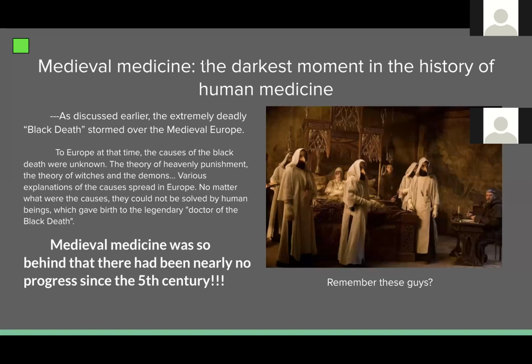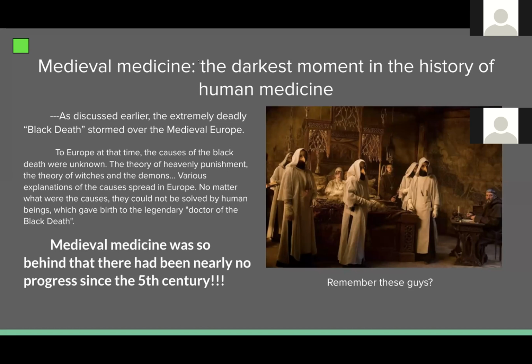So now we're going to talk about medieval medicine. It was described as the darkest moment in the history of human medicine. So as discussed earlier, the extremely deadly Black Death stormed over medieval Europe. And to Europe at that time, the cause of the Black Death was unknown. The theory of heavenly punishment, the theory of witches and demons, various explanations of the causes spread in Europe.